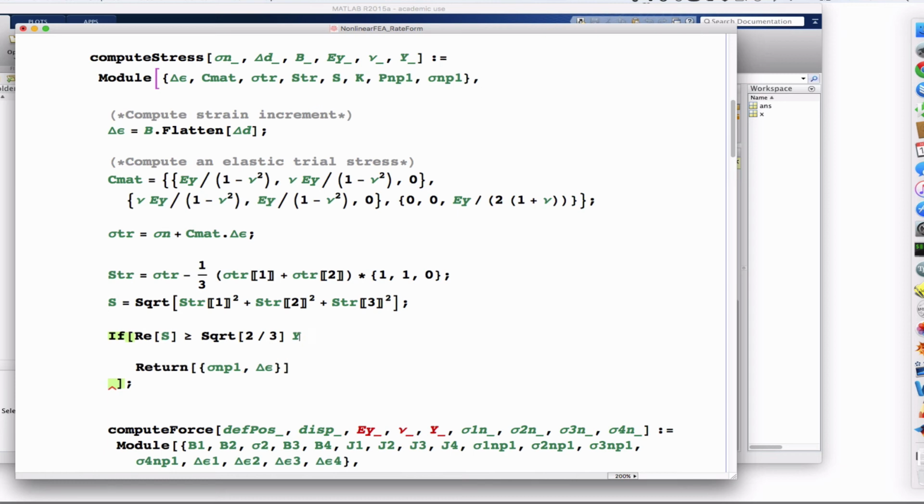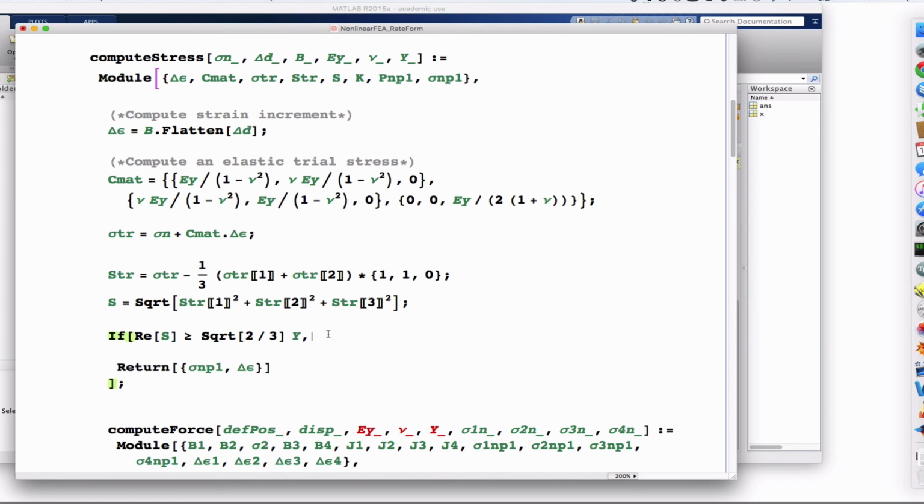So I'm saying if the real part of the deviatoric stress magnitude is greater than the square root of 2/3 times the yield stress, I'm yielding, right? Now, if I'm yielding, normally if the plasticity algorithm were more complex than it is, I'd have to do this complex delta lambda return myself, right? But since the yield surface doesn't change, I can just set the stress to what it is on the yield surface, right? So I don't actually have to solve for a delta lambda.